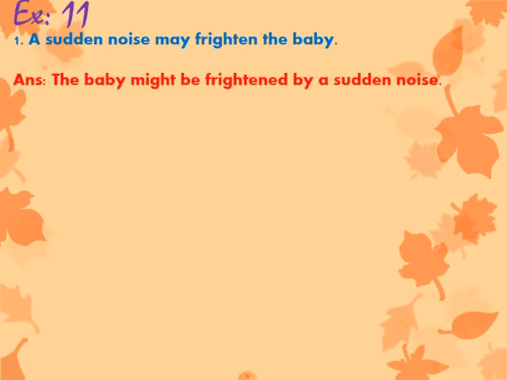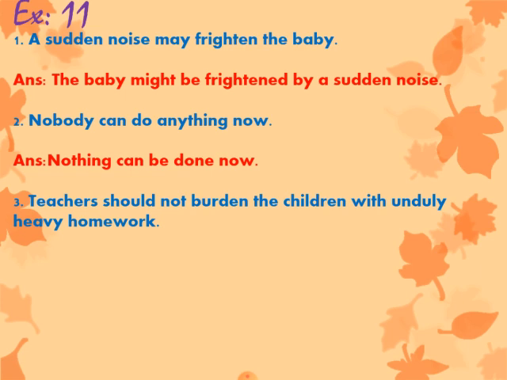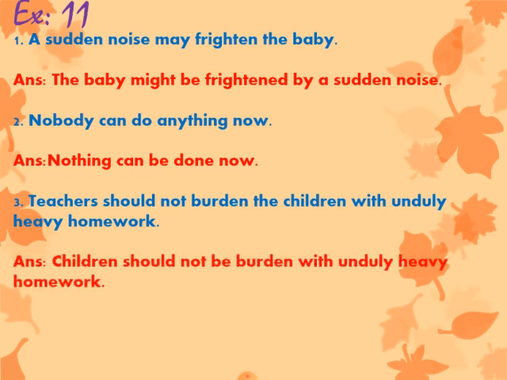Take exercise 11 of your textbook. First sentence, a sudden noise may frighten the baby. The baby might be frightened by a sudden noise. Next sentence, nobody can do anything now. Nothing can be done now. Third sentence, teachers should not burden the children with unduly heavy homework. Children should not be burdened with unduly heavy homework.